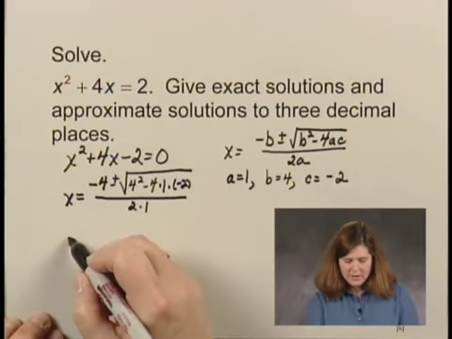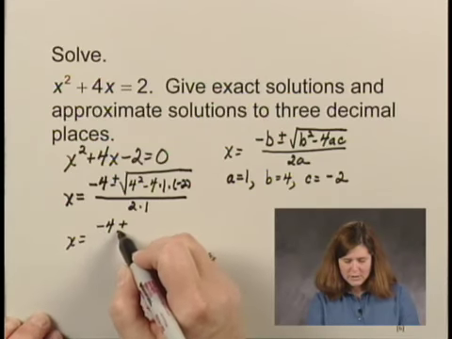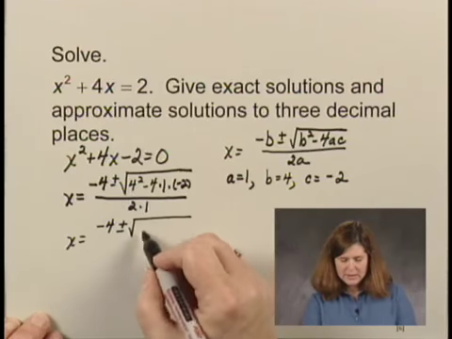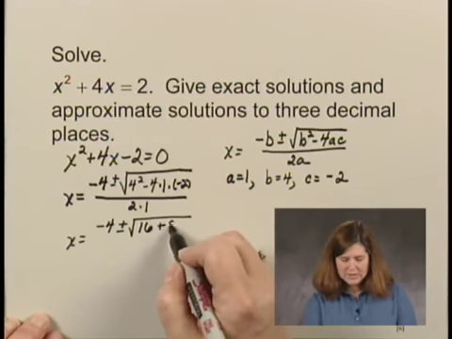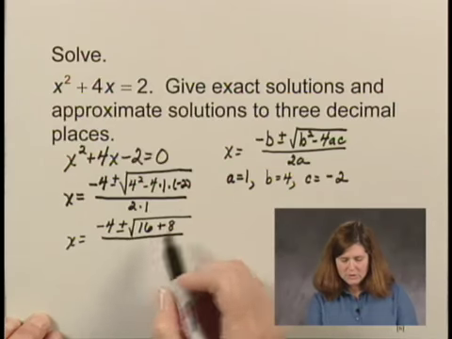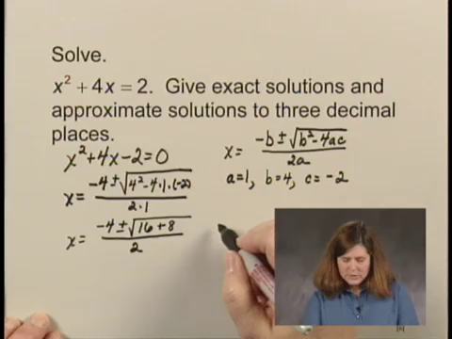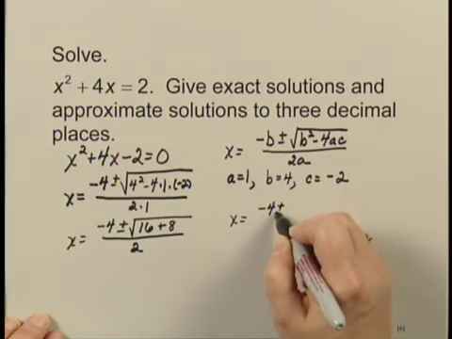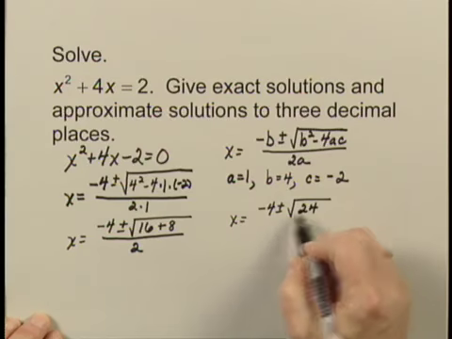Now let's simplify then. We have x equals negative 4 plus or minus the square root of 16 minus negative 8, or 16 plus 8, all over 2 times 1, which is 2. So x equals negative 4 plus or minus the square root of 24 over 2.